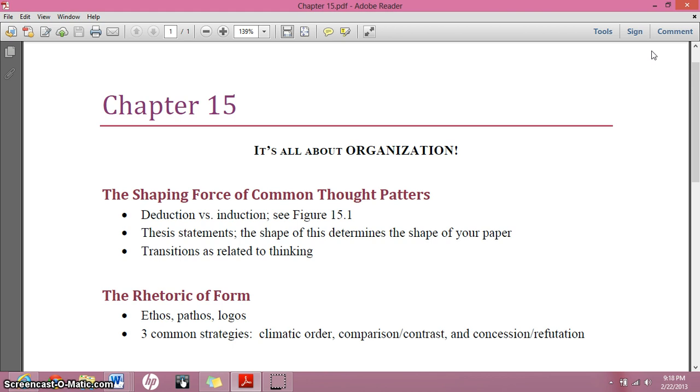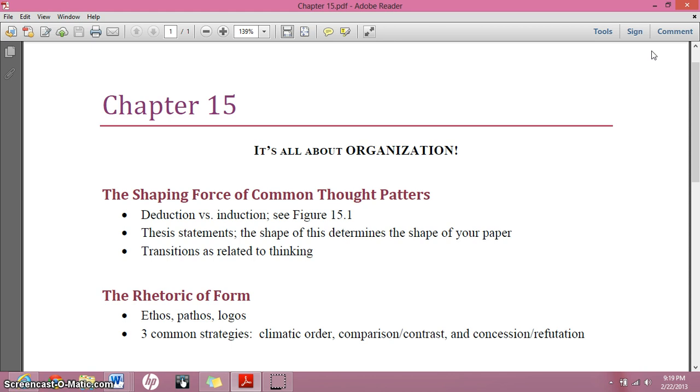So one thing that is helpful to at least have a basic understanding of is deduction and induction. And it's basically just how you organize your thoughts, whether you want to start with a thesis statement, show a bunch of examples, and then conclude about it, or you can start with a bunch of examples, analyze them, and then come up with your thesis or main statement about that.